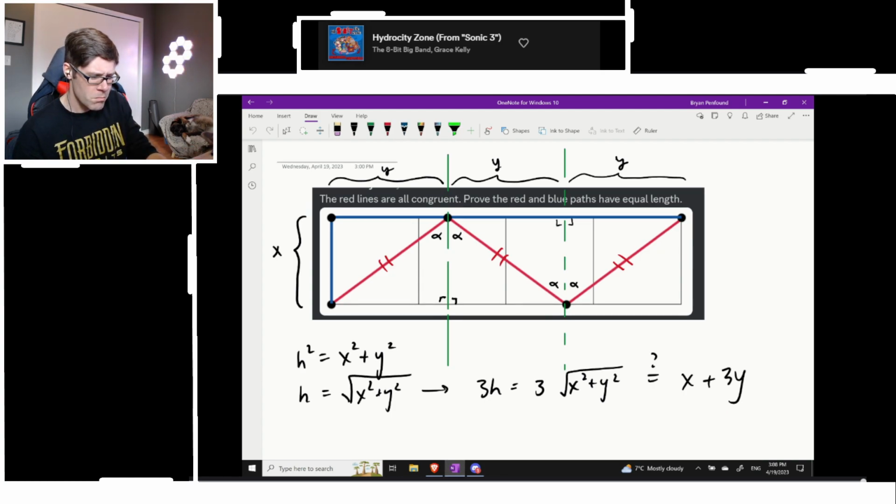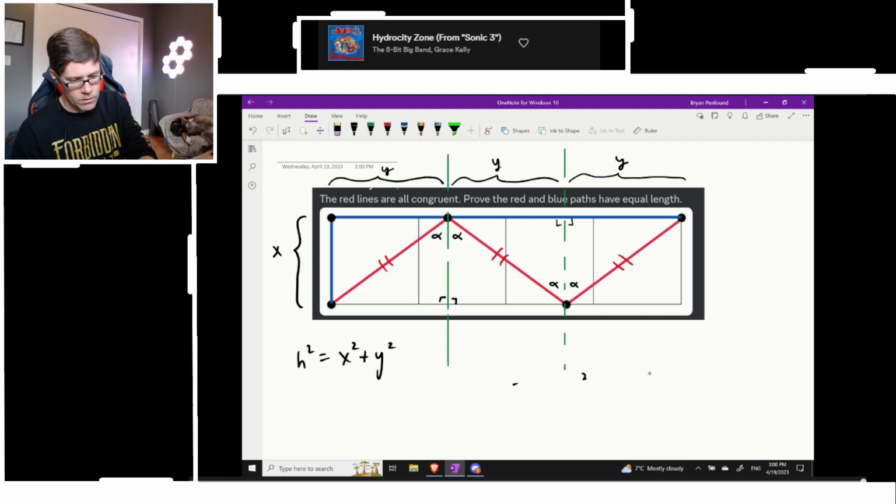I feel like we're going to be missing a factor of 3 somewhere, though. So if that's the length of one red line, we could multiply by 3. Be a little careful here.